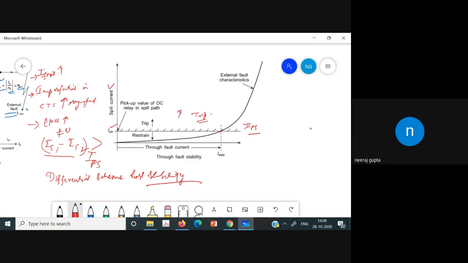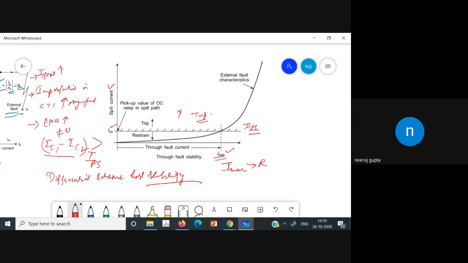Now we will compare it with the situation in case of an internal fault. There should be some minimum internal fault current. This is the limit after which the spill current is greater than the plug setting. There must be a minimum value of internal fault current required for the scheme to operate.